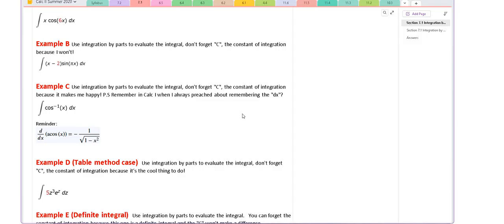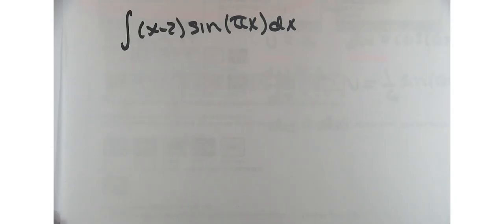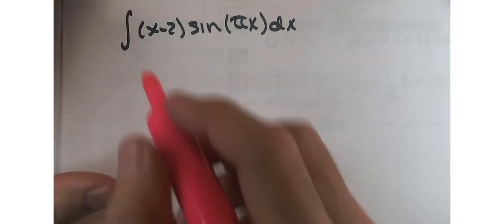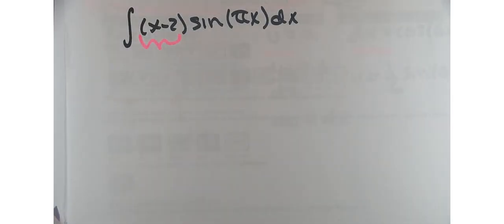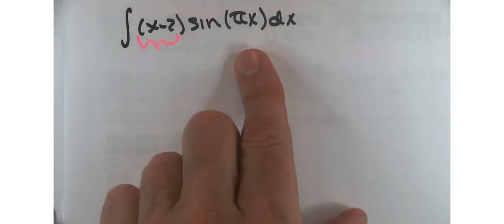The integral of x minus 2 times sine of pi x dx. So this one should start to be a little bit more familiar. A lot of times, a good choice for your u term is some kind of polynomial term, because those are going to be easy to differentiate. And you want something for your dv term that's not too hard to integrate. So both of those are satisfied here.